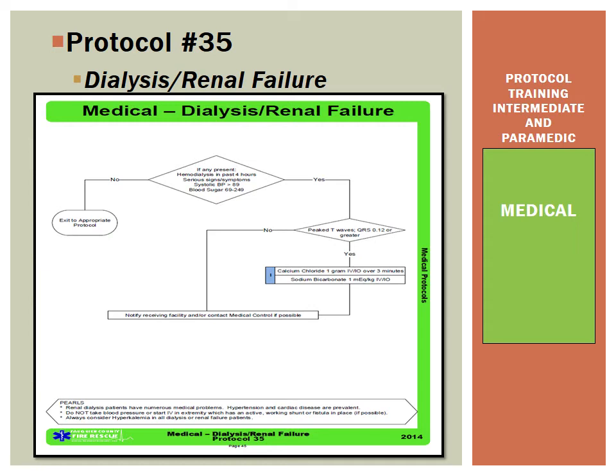We're looking for peaked T waves and that wide QRS greater than 0.12 seconds. If these are present, we're going to administer the calcium chloride 1 gram IV-IO over 3 minutes and sodium bicarbonate 1 milliequivalent per kilogram IV-IO.